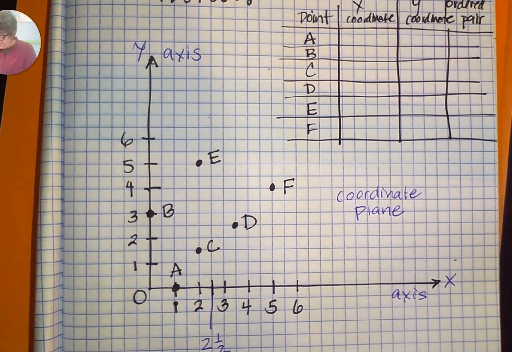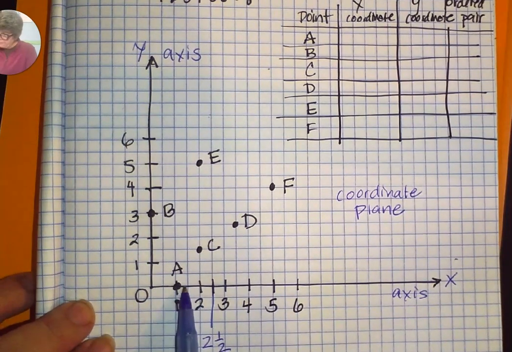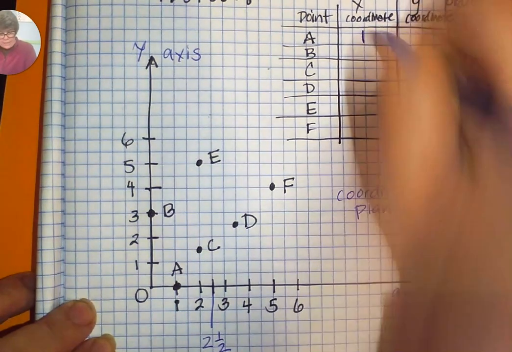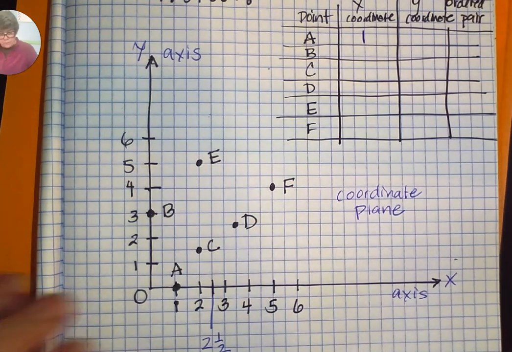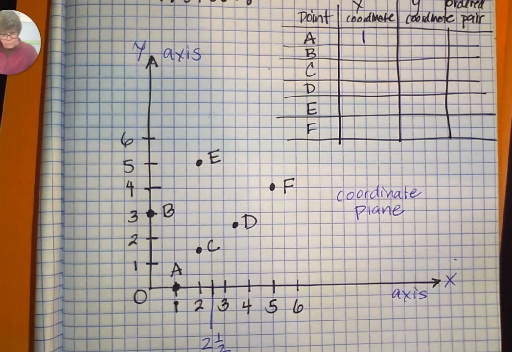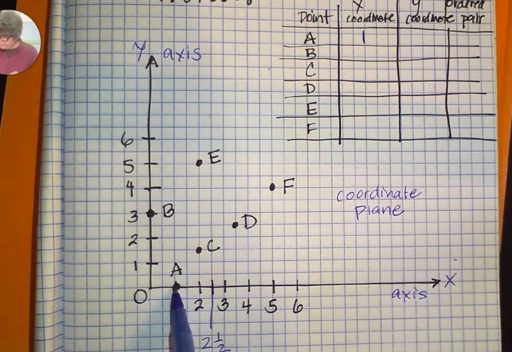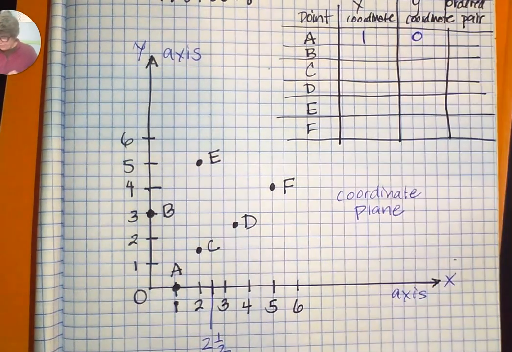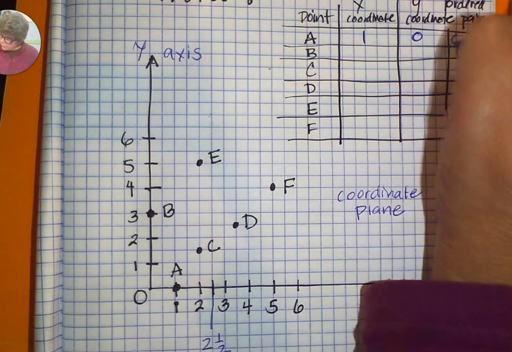Our x coordinate for A is 1. We're going over by 1. Sorry, I was just double checking that I got it correct. Make sure I'm leading you correctly. All right, very good. And what about the y coordinate for A? If the x coordinate is 1, the y coordinate is 0. Right? Okay, and then the ordered pair is 1, 0.